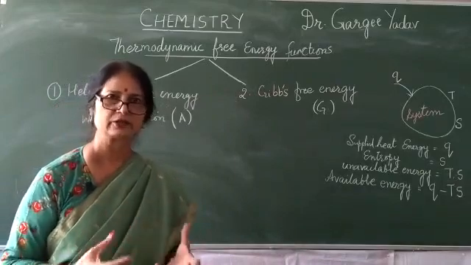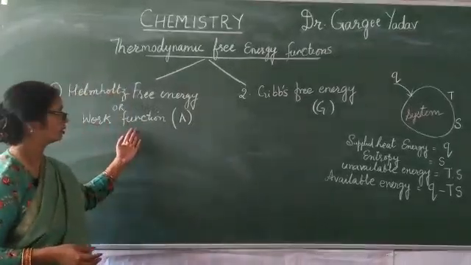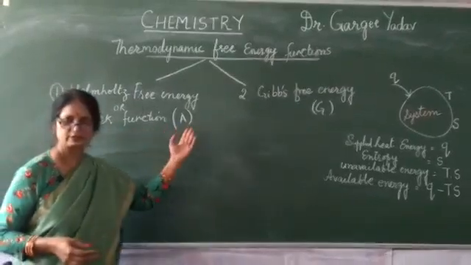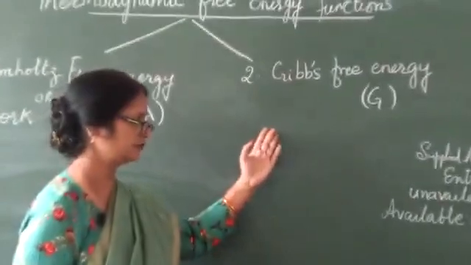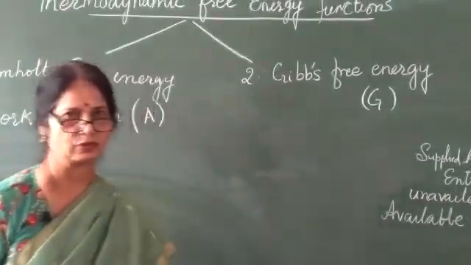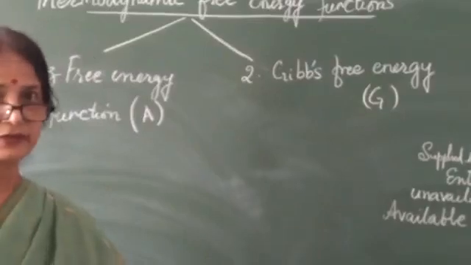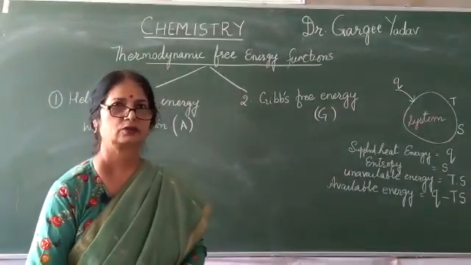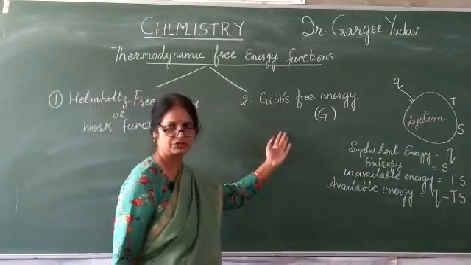Now when we study a system at constant temperature and constant volume, then the free energy, the energy which is available to do the work, is given by the Helmholtz free energy or the work function. It is denoted by A, and in several books it may be denoted by F also. And the available energy to do the work, obtained when the system is maintained at constant temperature and constant pressure, is the Gibbs free energy G.